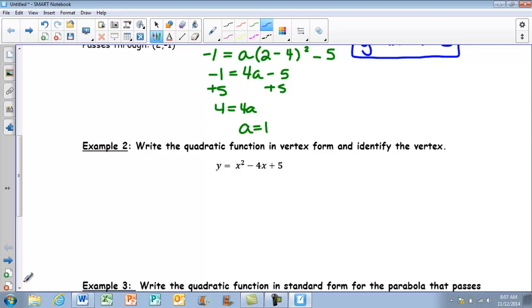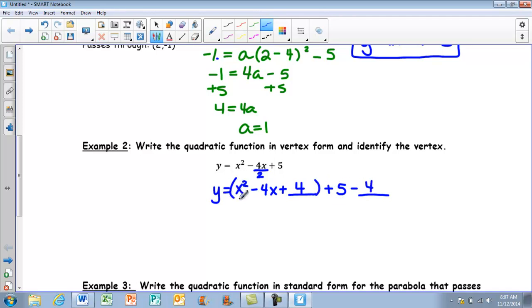This is review, but remember when you have your equation that we are going to write in vertex form, if we take half of that b value and square it, that'll give us our value here. Then we're going to leave our plus 5. Then we're going to subtract off whatever it is we added on here. So half of b squared is going to be 4. And then on the other side, I'm going to subtract 4.